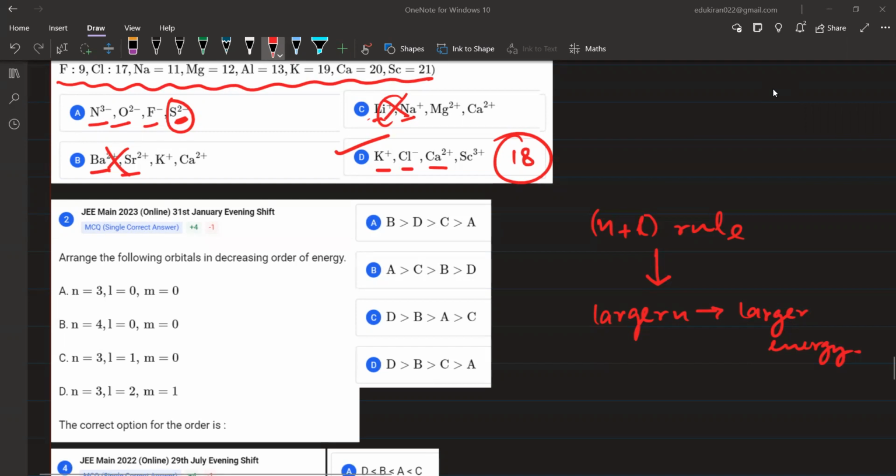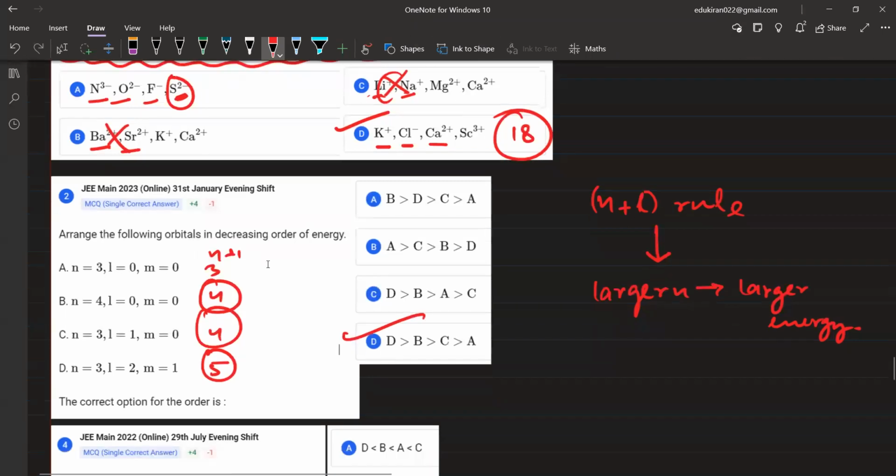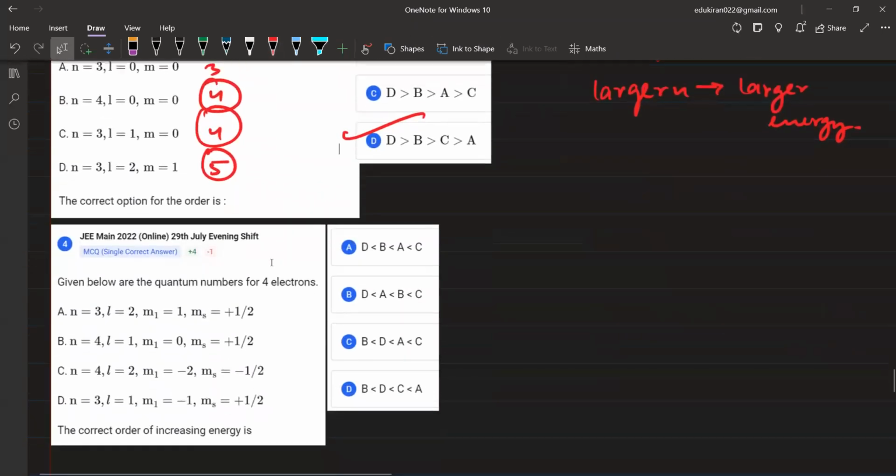What is the n plus l here? N plus l here is 3. यहाँ पे कितना है? 4. यहाँ पे कितना है? 4. यहाँ पे कितना है? 5. बताइए सबसे एनर्जी ज्यादा किसको? You have got the answers. Okay. D का सबसे ज्यादा, उसके बाद B का, है ना, D B. अच्छा, फिर A और C भी देखना पड़ेगा. Then we have C and then A. या D is the correct option. ठीक है. Once again.